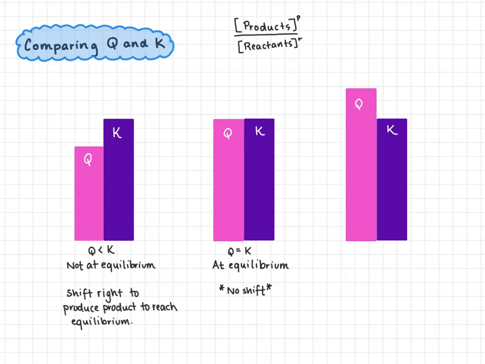If, on the other hand, Q is much bigger than K, or Q is larger than K, if we go back to our reaction, we know that this is not at equilibrium either. And if we go back to our equation at the top, what we'll see is that because Q is much bigger than K, we have too much product in our reaction system. And so we need to shift left to get rid of some of those products and reduce the value of Q. So this is going to shift left to remove product to reach equilibrium.